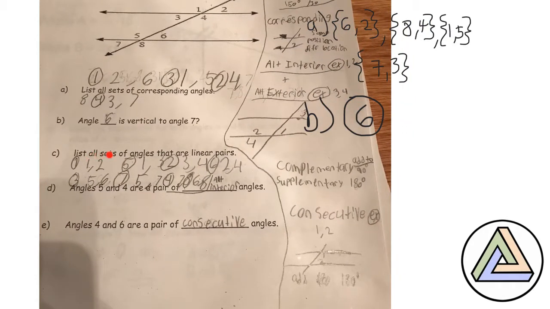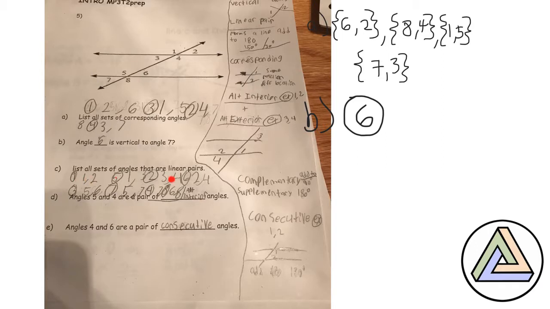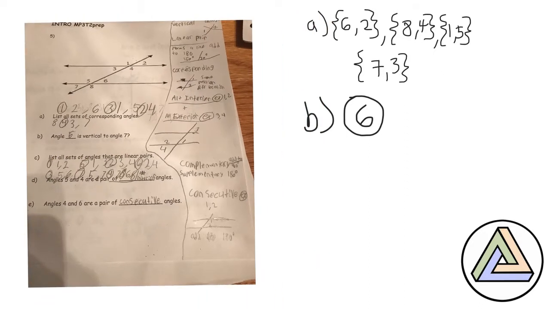Let's see, list all sets of angles that are linear pairs. So once again, I'm seeing similar writing as with part A, so maybe this is something akin to what the teacher is looking for, but nonetheless, I'm going to use my bracket notation for that part as well. So let's look at that. Okay, looking at problem C.